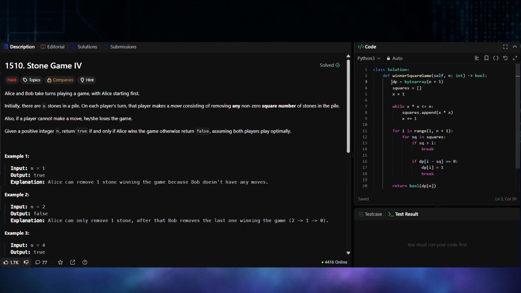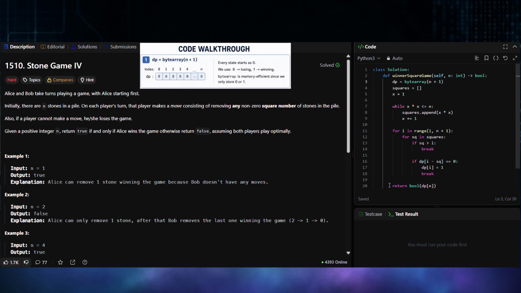Python code. Class Solution. Def winnerSquareGame(self, n: int) -> bool. dp = bytearray(n + 1). squares = [], x = 1. While x * x <= n: squares.append(x * x), x += 1. For i in range(1, n + 1): for sq in squares: if sq > i, break. If dp[i - sq] == 0: dp[i] = 1, break. Return bool(dp[n]).